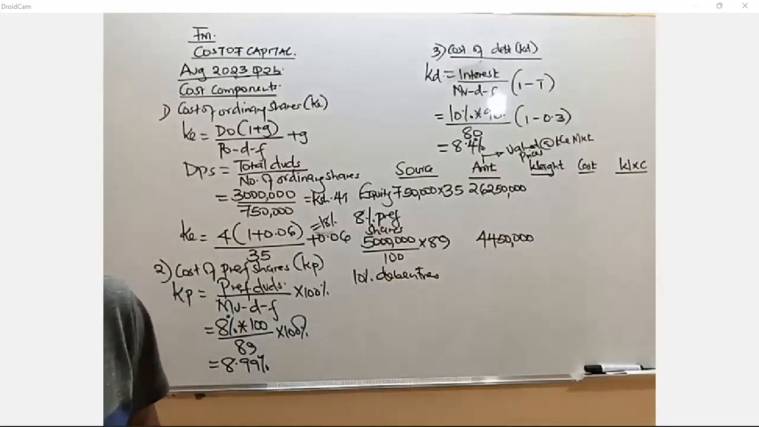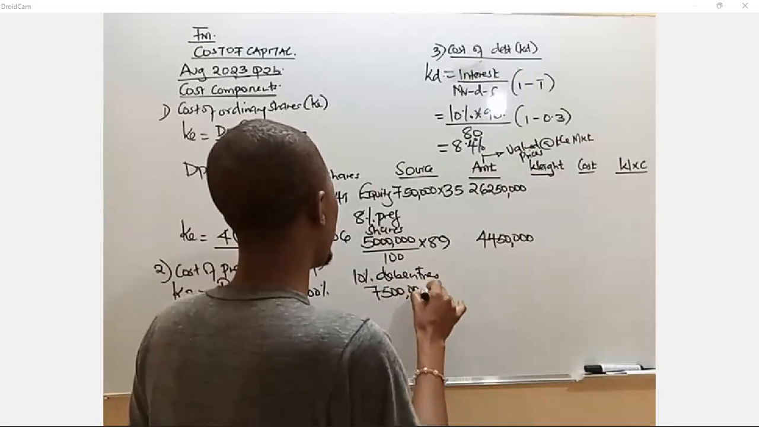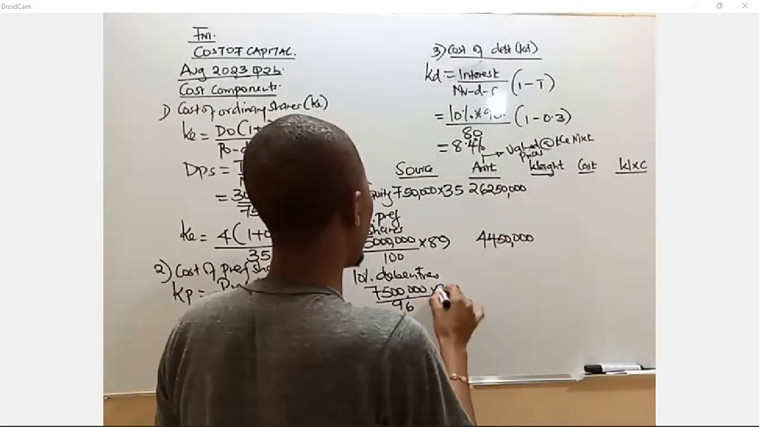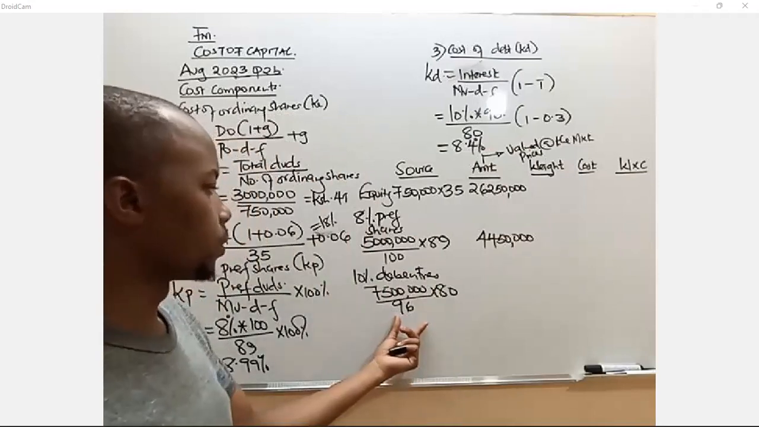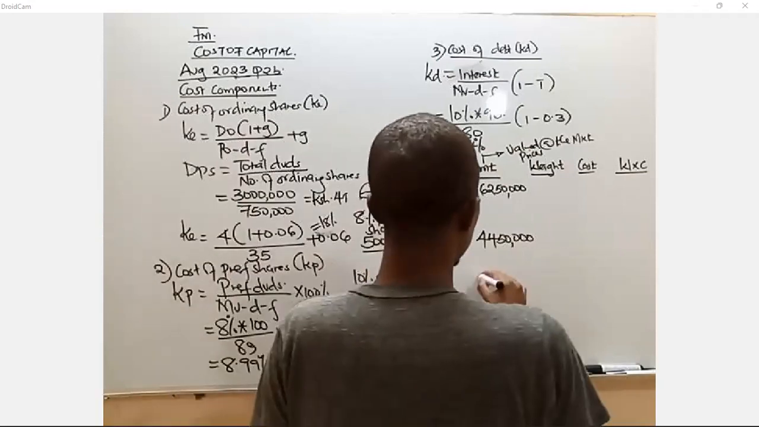Then the next one we are discussing is the 10% debentures. What are we going to be doing with it? We have been told the debenture is 7.5 million. We divide it by 96, and we multiply by 80. The 96 was the original price of these debentures, and 80 is the current market value. So 7.5 million divided by 96, multiplied by 80, we are getting 6,250,000.